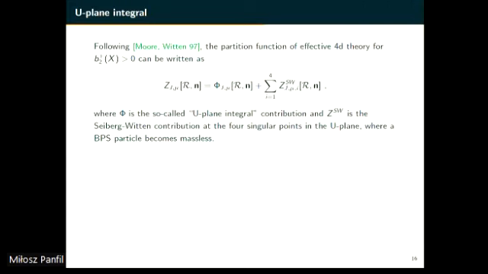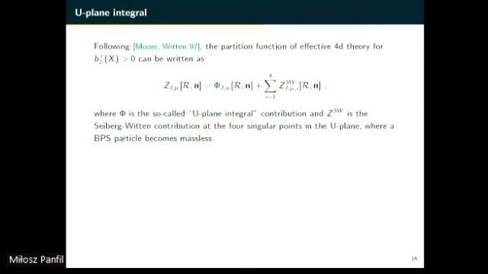Following the work of Moore and Witten in four-dimensional theory, you can write the partition function of the effective 4D theory for b2 plus larger than zero in the following form. This is our partition function, and Phi is the quantity that we call the U-plane integral. The last term is the contribution from the points where new light degrees of freedom emerge. Here is the point where some of the BPS particles become massless.